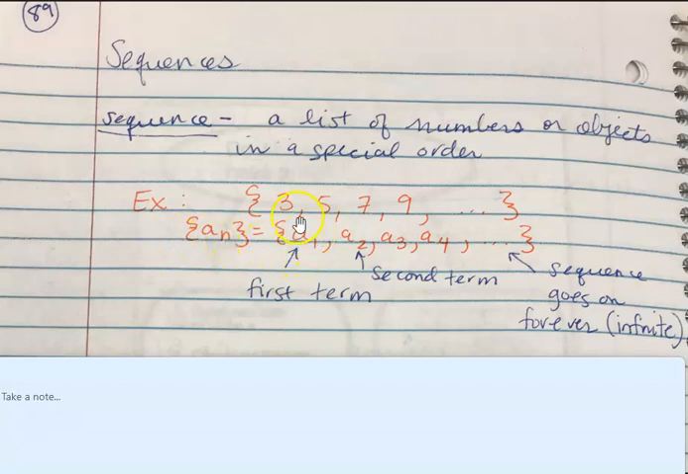A sub 1, which in this case is 3, would represent your first term. A sub 2, which in this case is 5, would represent your second term. A sub 3 equals 7, a sub 4 equals 9, and so forth. The ellipsis simply means the sequence goes on forever, which we call an infinite sequence.